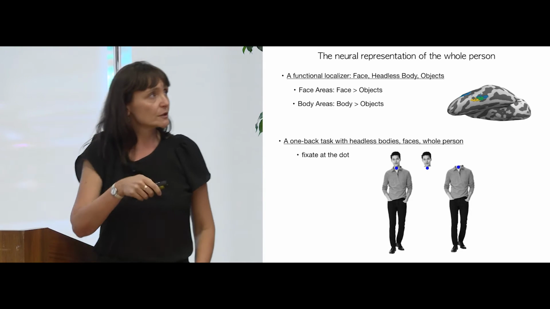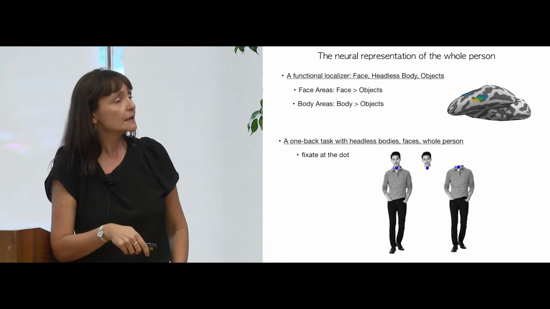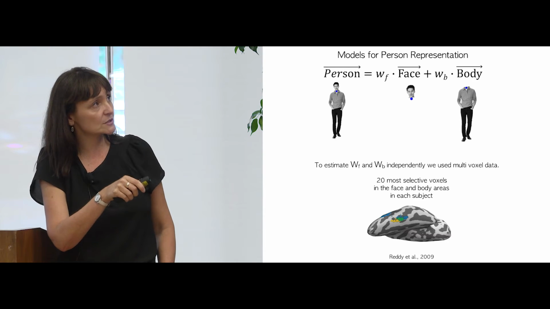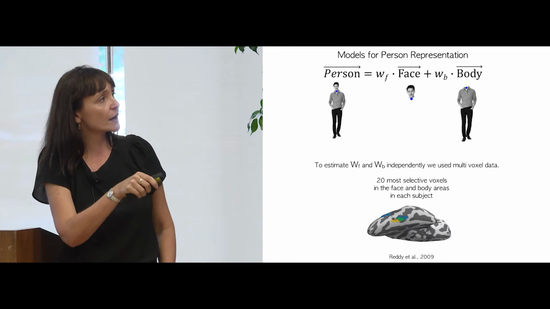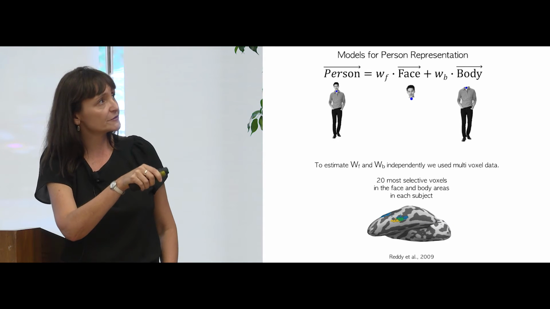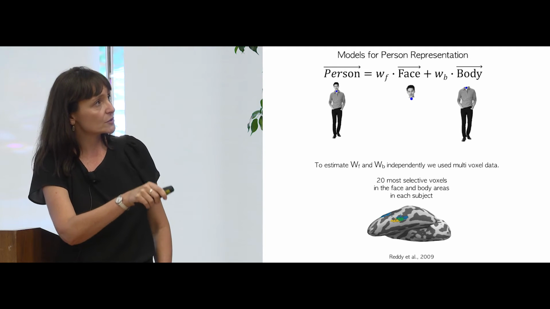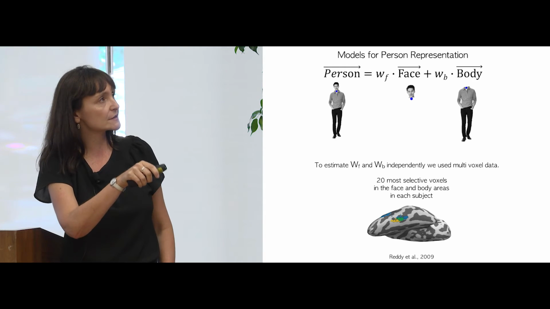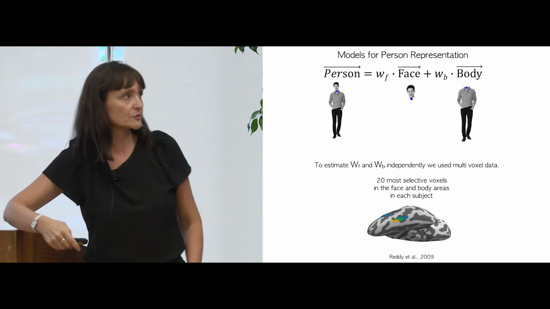So to answer this question, we localized the face and the body areas, and we also presented the whole person, a face, and a body. And what we did is we tried to estimate the weight for the response to the face and the weight for the response to the body that would best fit the response to the person, okay? So in order to estimate WF, the weight for the face, and WB, the weight for the body, independently, we use multivoxel data. We started with just the 20 most selective voxels in each of the body and the face areas, and then we try to find the best fit to the response to the person.